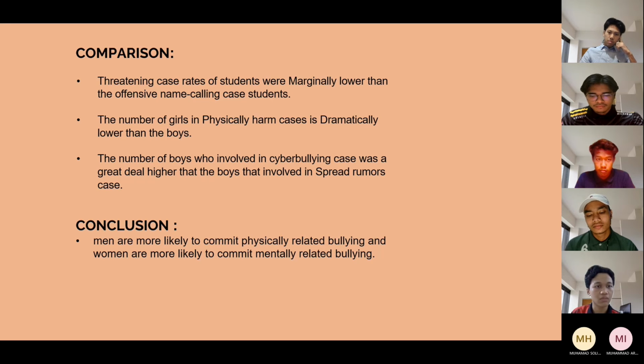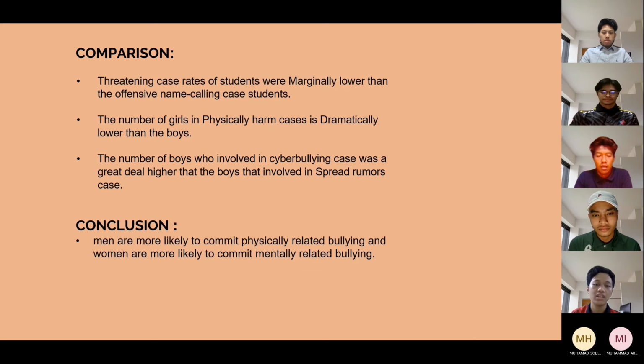For the second one, the number of girls in physical harm cases is dramatically lower than boys. There were 65% of the boys and only 8% of the girls involved in this case. And the number of boys involved in cyberbullying was a great deal higher than the boys involved in spreading rumors. For the conclusion, men are more likely to commit physical bullying, and women are more likely to commit mental bullying.